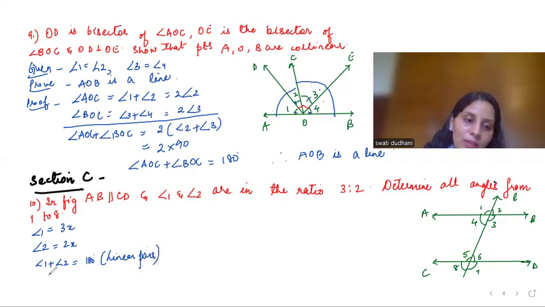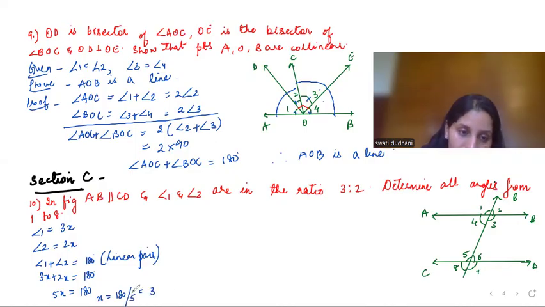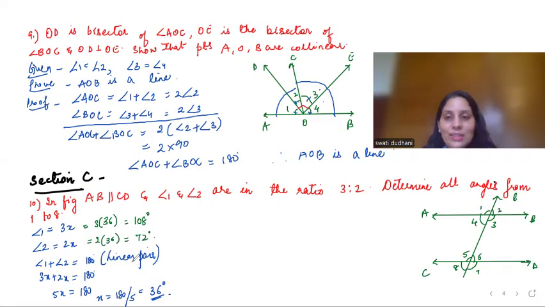So now substitute the angles. 3x plus 2x is equal to 180. 5x is equal to 180. So x is 180 by 5, which is 36 degrees. So x is 36. From this, what is angle 1? Angle 1 is 3 into 36, which is equal to 108 degrees. And angle 2 is 2 into 36, which is equal to 72 degrees.